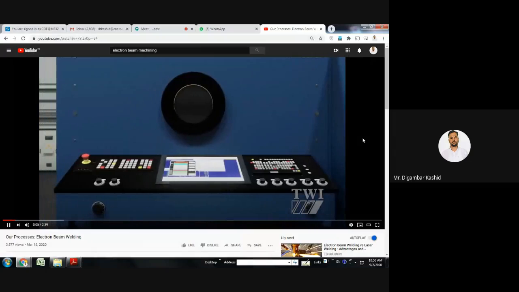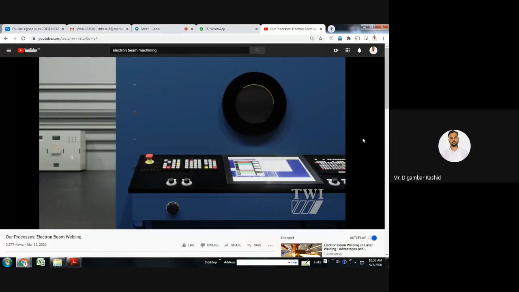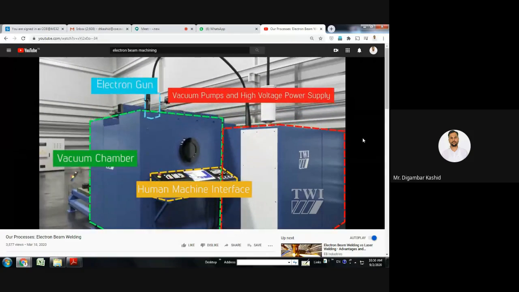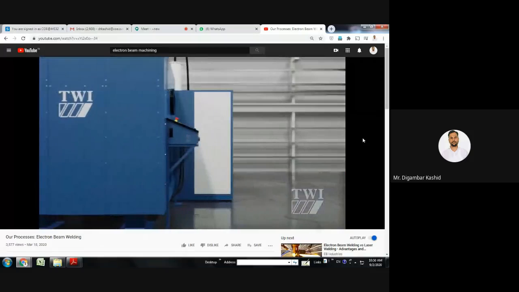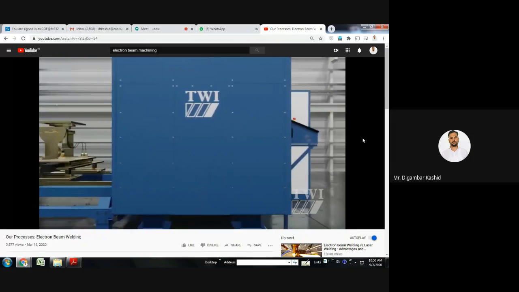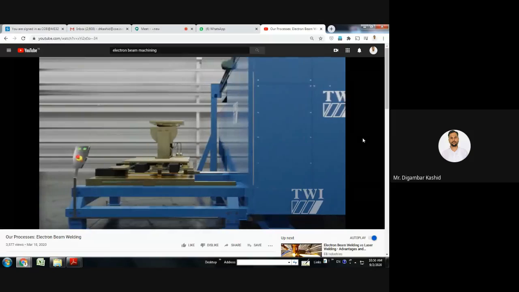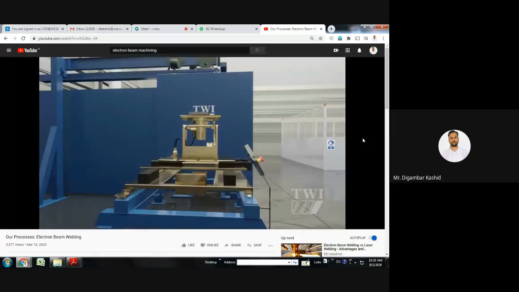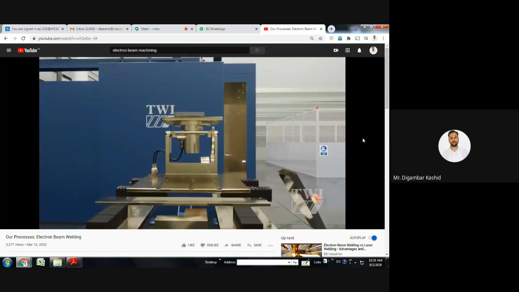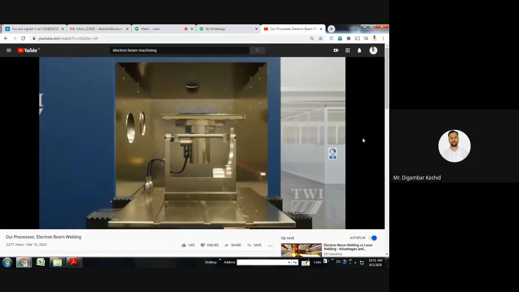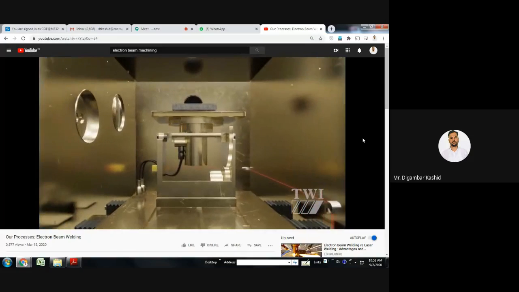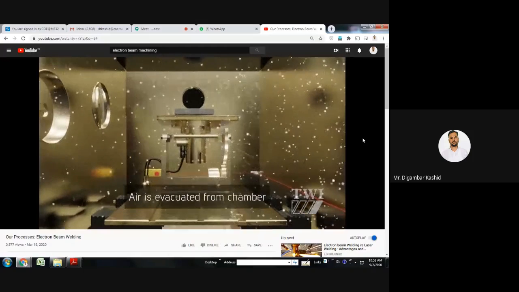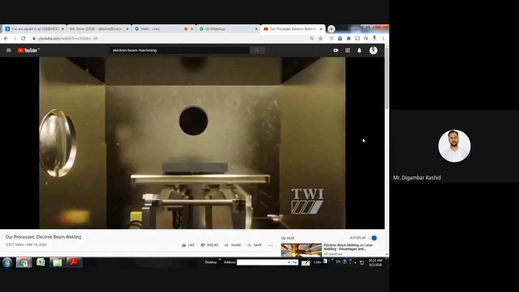This is electron beam welding. See, a vacuum chamber, vacuum pump. Now the electron gun is what? That is your cathode filament. It's the animation of that electron beam welding machine. Industrial. Like this actual. Here the air is evacuated from the chamber. Evacuated means बाहेर काढले. So vacuum.